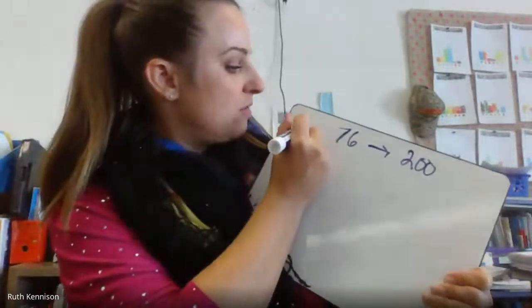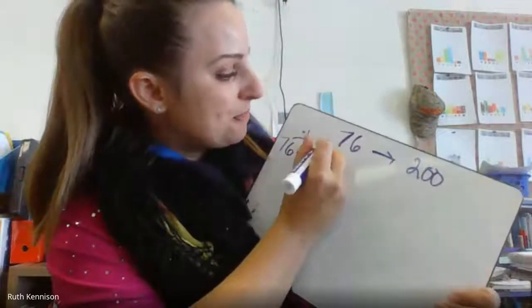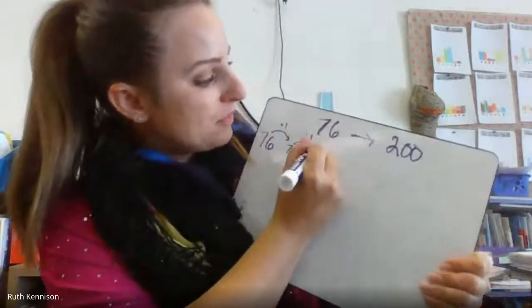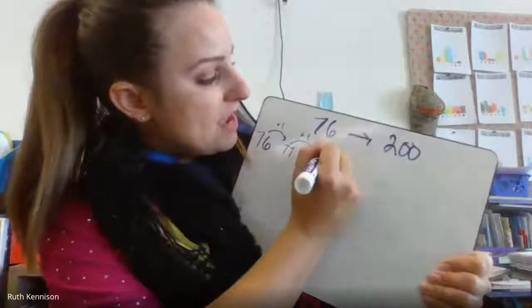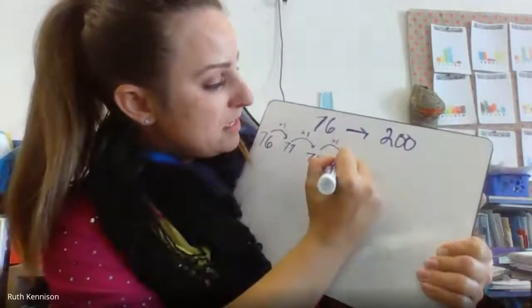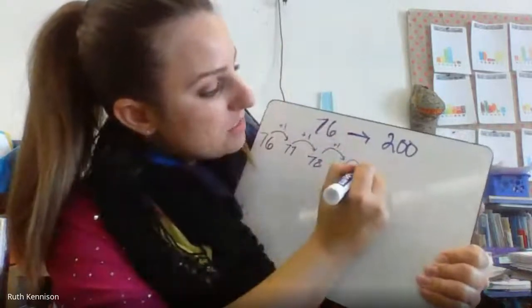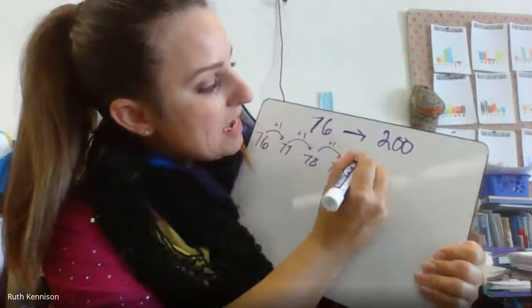76 plus 1, 77 plus 1, 78 plus 1, 79. Oof, we finally got there. We are counting a lot today. 80. Are we done?